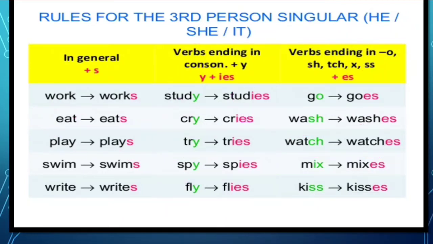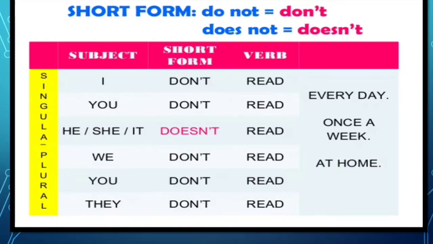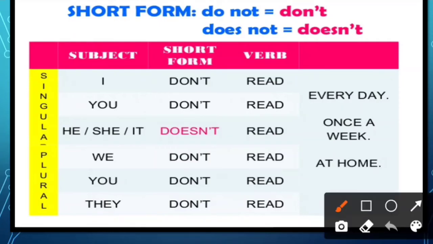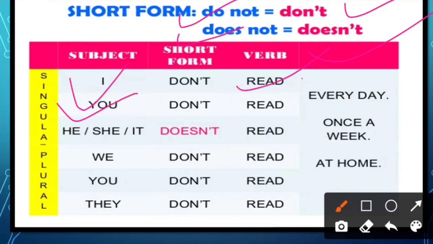Now we will go to the next slide. Here you can see the negative structure. Generally the format is subject and thereafter verb. But if we want to convert it to negative, then we will have to use do not or does not. In short form we can say don't or doesn't. So, I don't read books. You don't read every day.